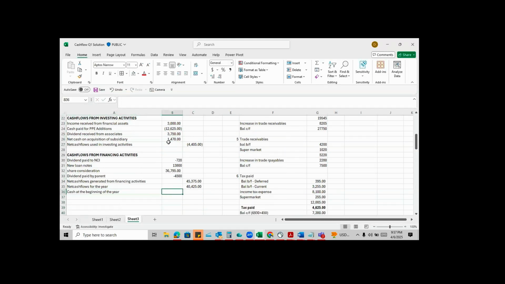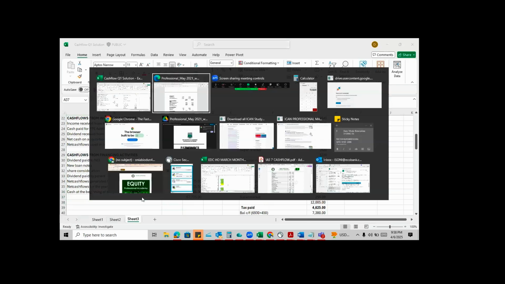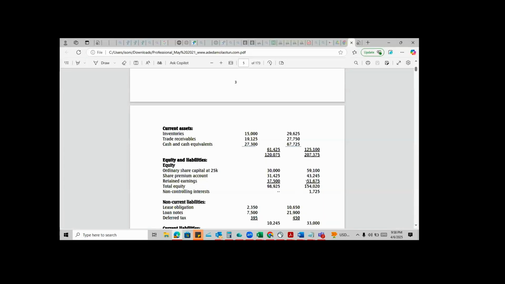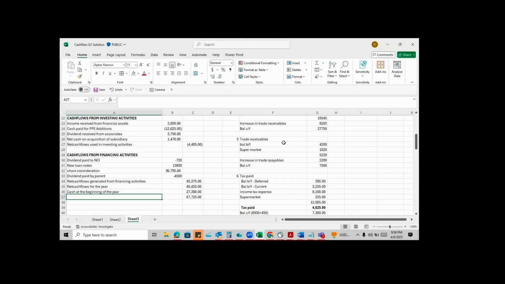Yeah. Let's see where we are. At the beginning of the year, we had 27,300. So at the end, how much do we have? If we add these two together, we have 67,725, which is where cash is, okay? Which is exactly what we have here. So we are good. So cash at the end of the year.